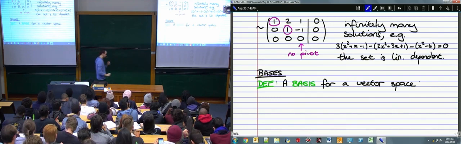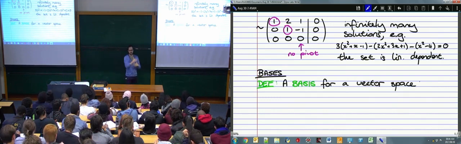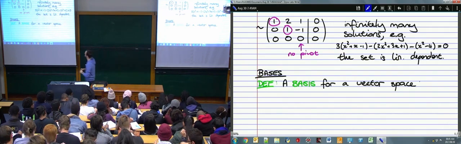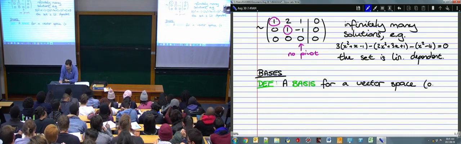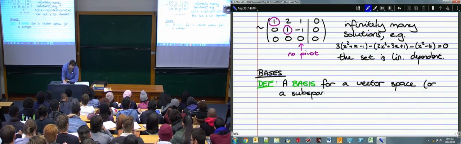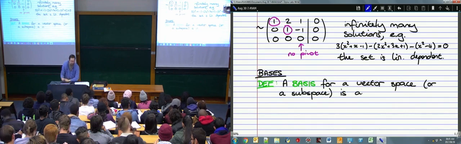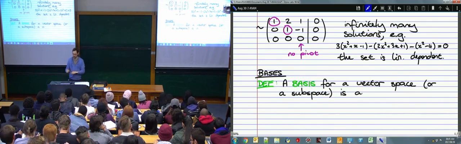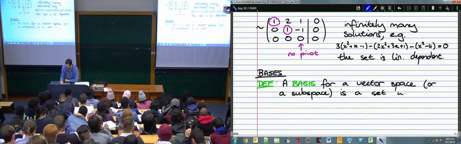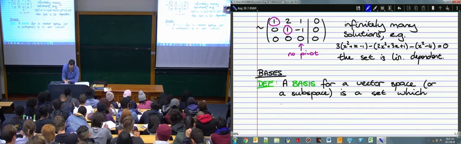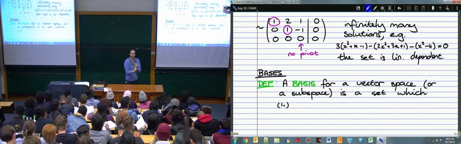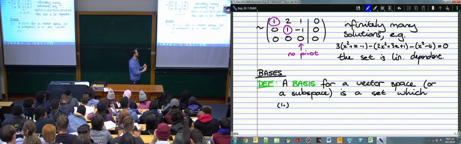So a basis will always be a basis for something, right? It'll be a basis for a vector space or for a subspace. A basis for a vector space or a subspace is a set which satisfies two conditions: one, it must be linearly independent, and two, it must generate that entire vector space or that entire subspace.